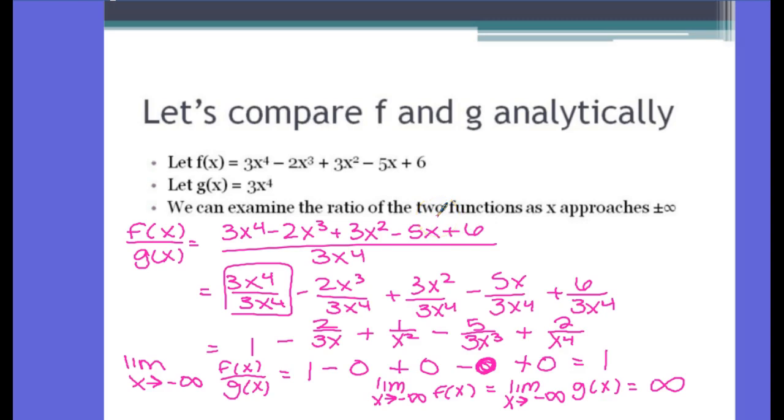Even or odd? Even, right? g of x is even. There's only an even exponent. So since g of x is even, the end behavior is the same on both sides. So if the end behavior to negative infinity is infinity, the end behavior to positive infinity is infinity. Don't be afraid. You guys are smart. You know this. You got this. That makes sense, right?